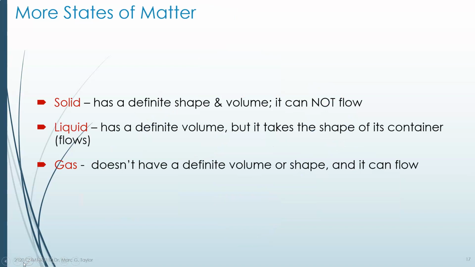So, just to review, solids have a definite shape and volume. It cannot flow unless you grind it up into little tiny particles. But we're talking about actual physical-looking solids. Liquids have a definite volume, and they take the shape of the container, and they do flow. Gases don't have a definite shape or a definite volume, and they can definitely flow as well. We don't always think of gases as flowing, but both liquids and gases are considered fluid because they can flow.